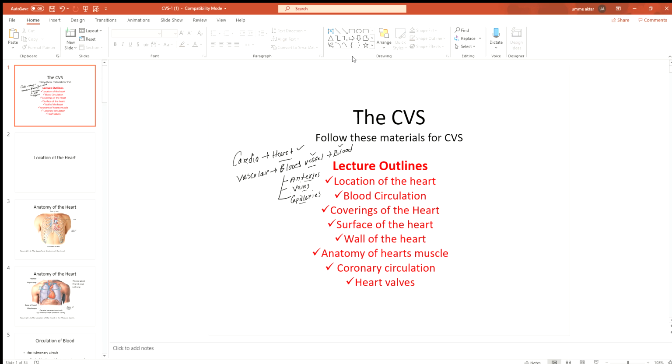Okay. So the main organ is the heart. So first we'll talk about the heart. We'll see the location of the heart. Then we'll talk about different types of circulation of blood. Then we'll talk about the coverings of the heart, surface of the heart, wall of the heart. Then we'll talk about the anatomy of the heart muscle. Then the coronary circulation is the heart's own circulation.